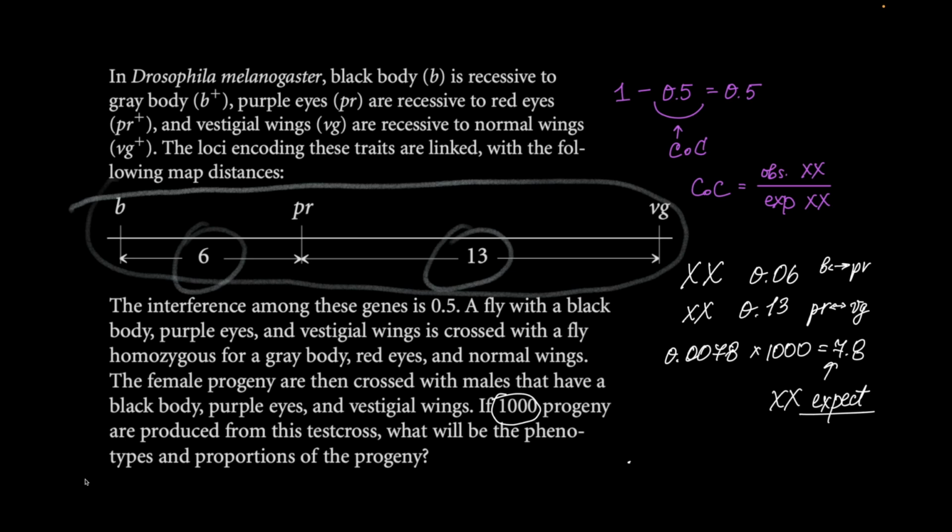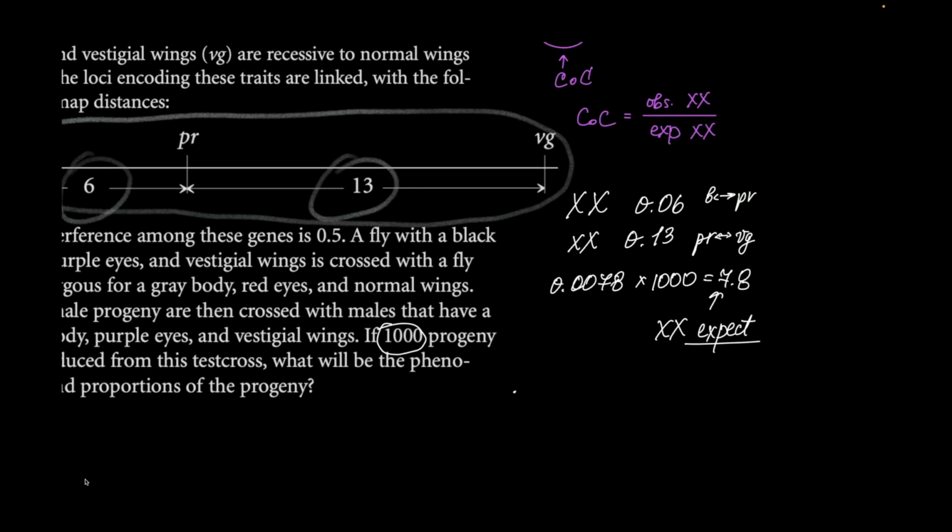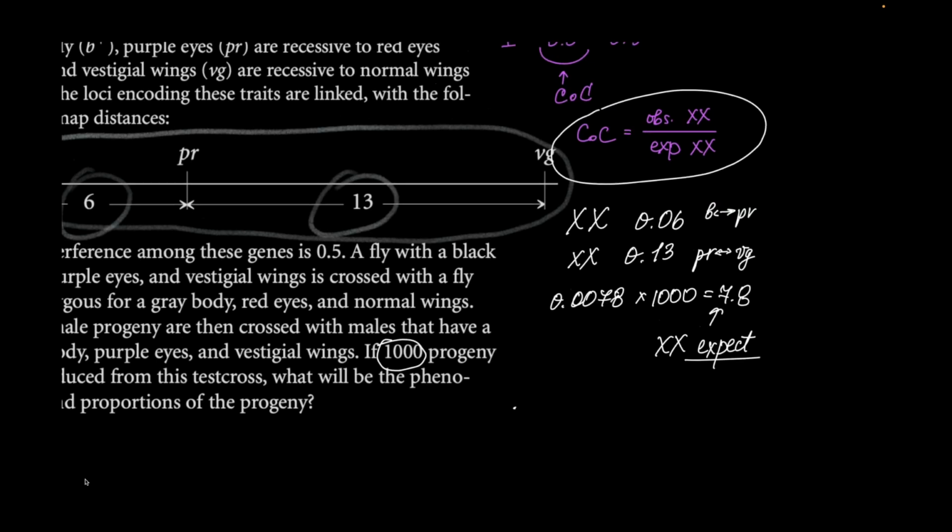The crossovers between B and PR and PR and VG, if they are independent, then I should multiply the probabilities by each other, and I get 7.8 progeny, so almost 8, who will be double crossovers. But the coefficient of coincidence is 0.5, which tells me that I only observed half of that. Well, what is half of 7.8? 3.9, almost 4. So I only observed 4 double crossovers.